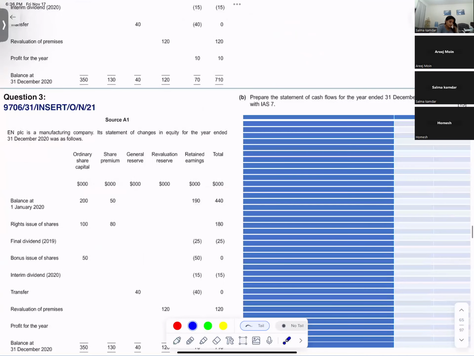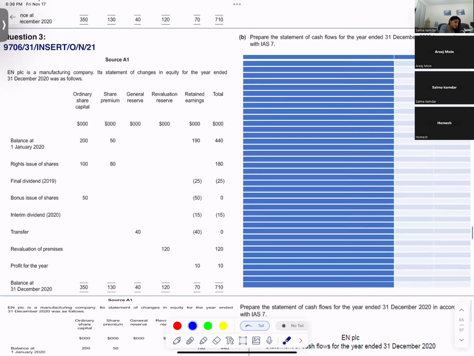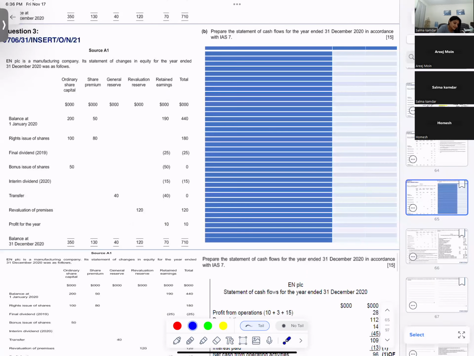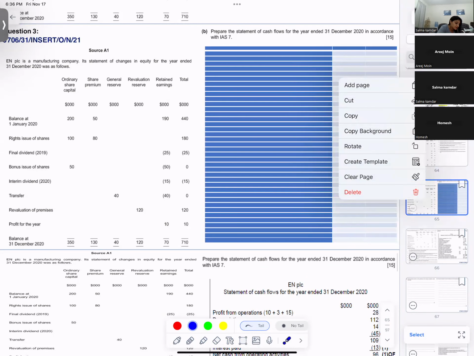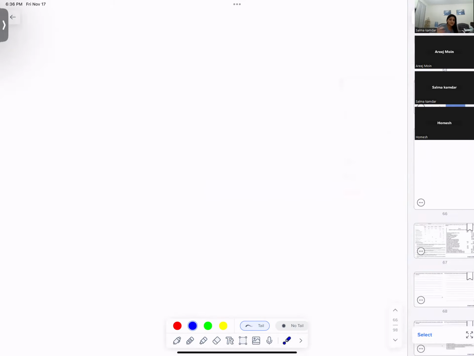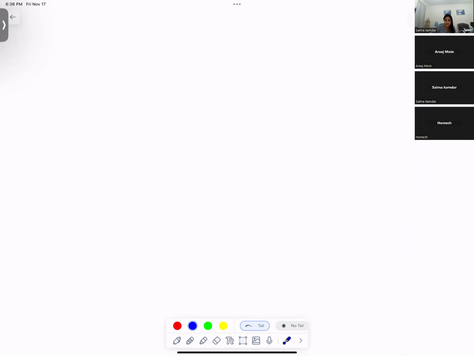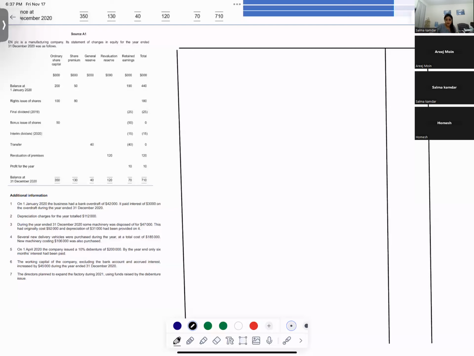Okay, fine. Now we have to start preparing the cash flow statement. I'm sure you all know the format of the cash flow statement. Do you or don't you? Okay, fine. Now we are talking about the cash flow statement. We have to make the cash flow statement as per IAS 7.